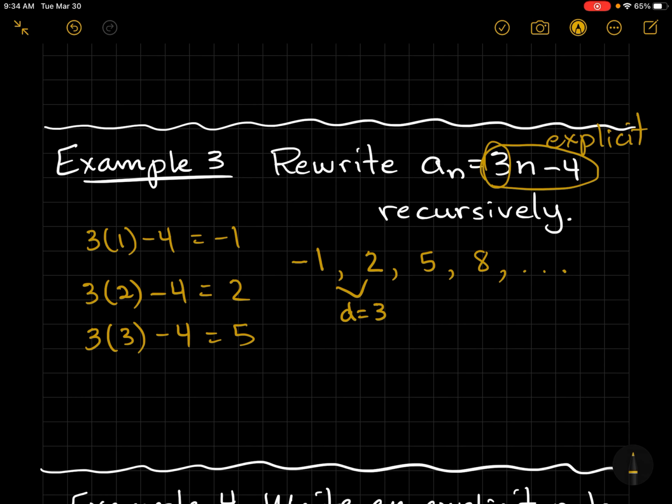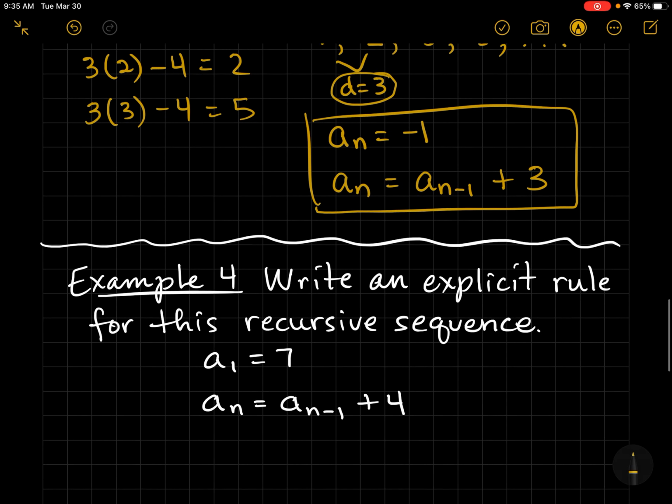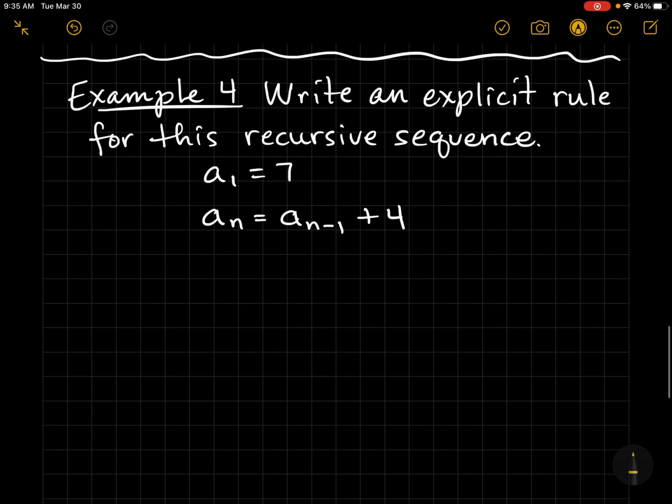So now, if I would like to define this recursively, I have to at least give the first term, which is -1. And now all we're doing is adding 3 to the previous term. So I'm going to say previous term plus 3. Okay, that's how you do that. And that would be a recursive definition. You give the beginning term or terms, and then you explain what to do to the previous term to get the next term. Okay.